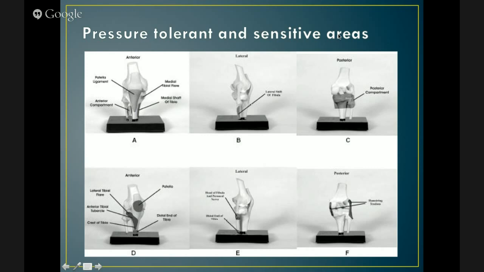This is a difficult to read slide, I'm sure, but this just shows the different pressure tolerant and intolerant areas. And they can be quite close to each other, so it makes it a little tricky.